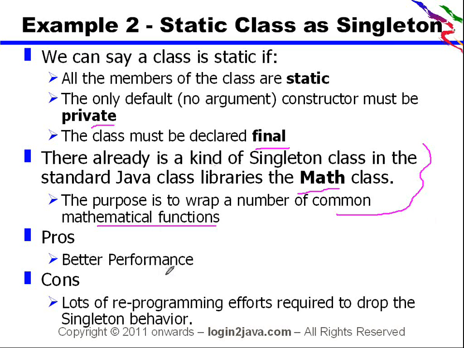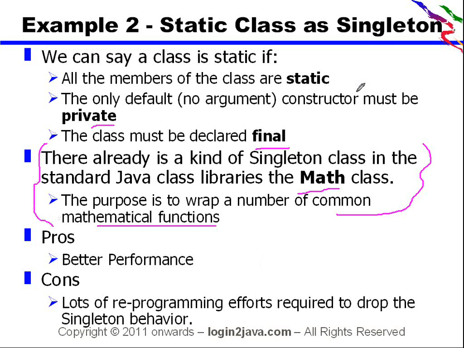The advantage is better performance. The disadvantage is that a lot of reprogramming effort is required to drop the singleton behavior. Suppose we want an instance of the Math class. In that case, a lot of reprogramming is required throughout the code wherever you are using the Math class. So you must be sure before using a static class as a singleton.